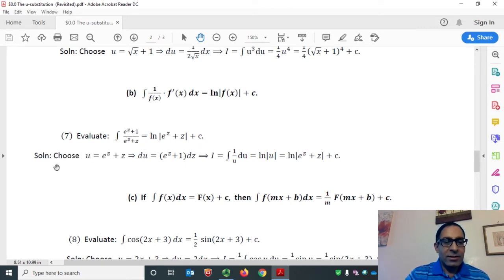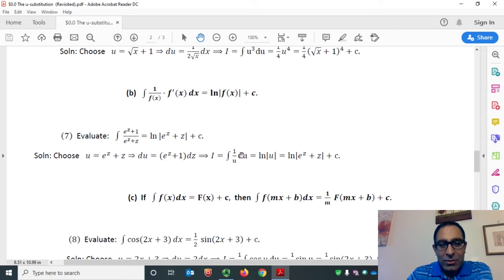Now let's verify this result. Let's pick u equals e to the z plus z. Then take the derivative of both sides implicitly. The left side is du, and on the right side the exponential function doesn't change, so e to the z is itself, plus the derivative of z, which is 1, times dz. Then rewrite the given integral. I equals the integral of (e to the z plus 1) times dz, over e to the z plus z. So that numerator with dz gives me simply du, and e to the z plus z is simply u.